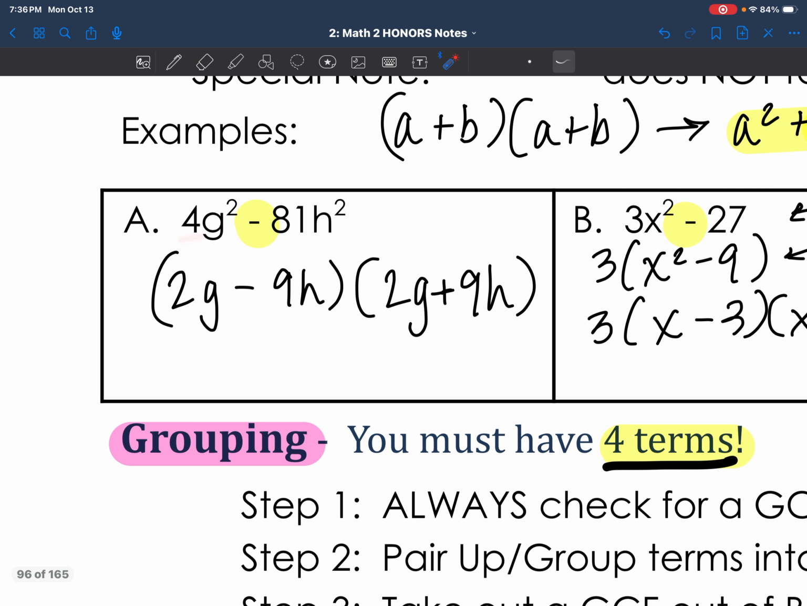This is a perfect square. This is a perfect square. There is a difference in the middle. 81 is a perfect square. And then since that's an even power, this is also a perfect square.